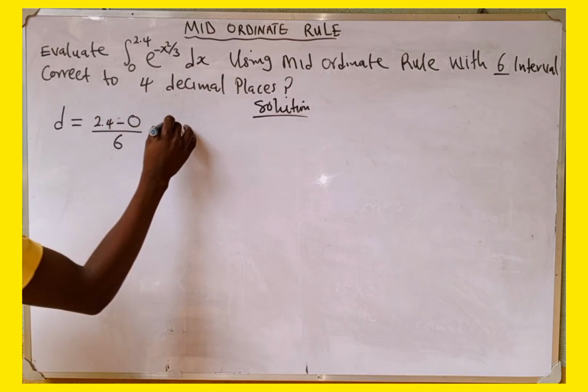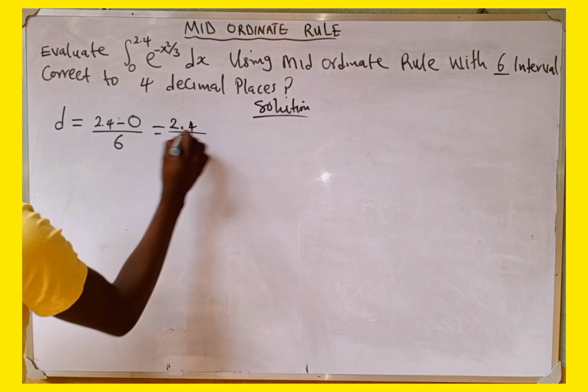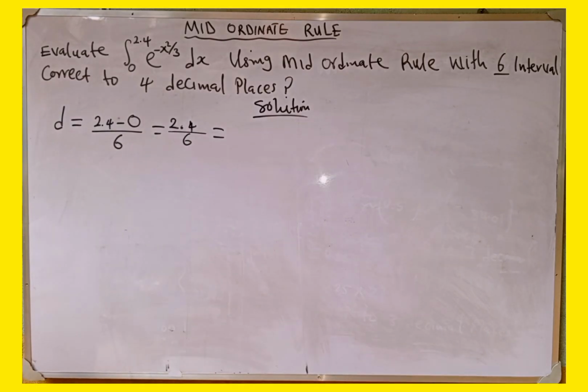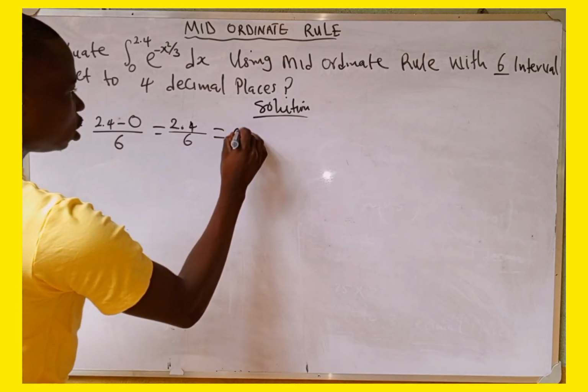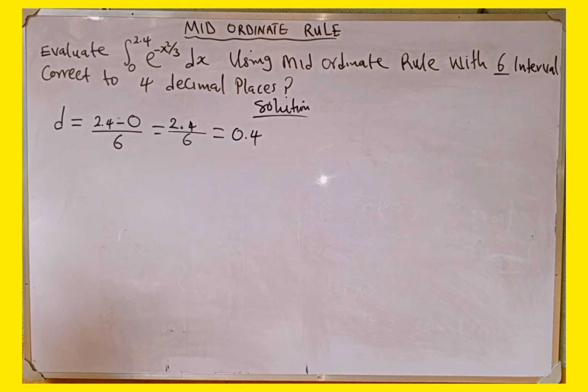2.4 minus 0 gives us 2.4, then divided by the number of intervals, which is 6. If you divide 2.4 by 6, it gives us 0.4. So 0.4 is the width of the interval.